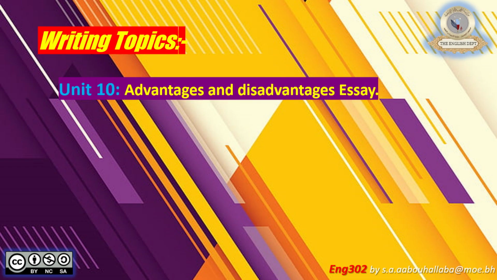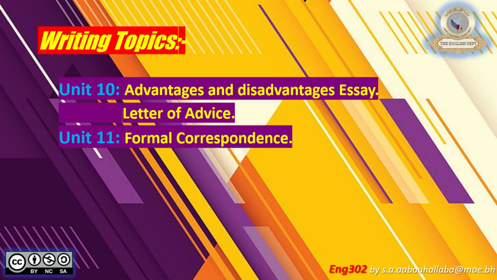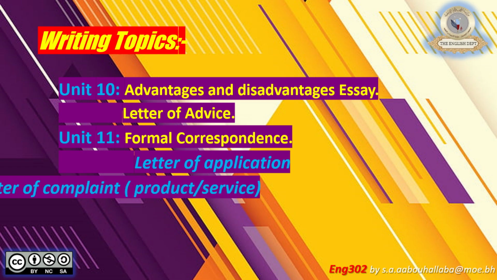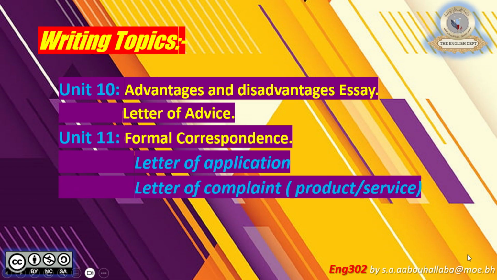Guys, you know, we have 3 units in this course. In unit 10, you need to write about 2 tasks. The first one is the advantages and disadvantages essay, and the second is the letter of advice. In unit 11, you have what is called formal correspondence. This is very general. It could be a letter of application or a letter of complaint, and if it is a letter of complaint, it might be a complaint about a product or a complaint about a service.